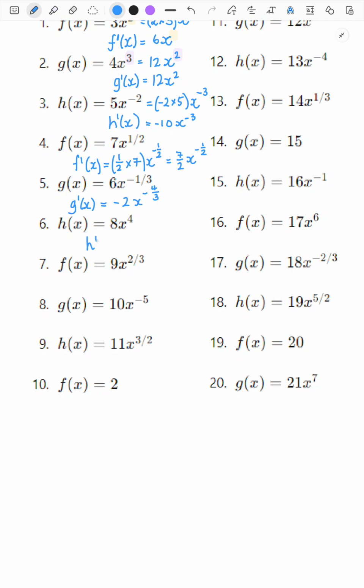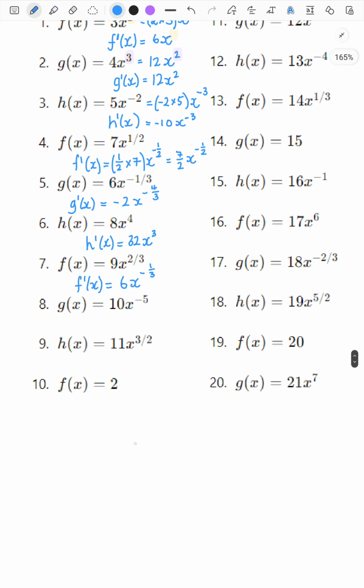Let's step it up a bit now. Right, so h dashed of x here is 32x to the 3. And f dashed of x, now 2/3 multiplied is 18 over 3, which is 6x to the minus 1/3. Now I've got to do a lot in my head to be fair on that one, and probably it's better to write it out separately. So like 2/3 times 9, knowing that that's 18 over 3, so 6, fine.